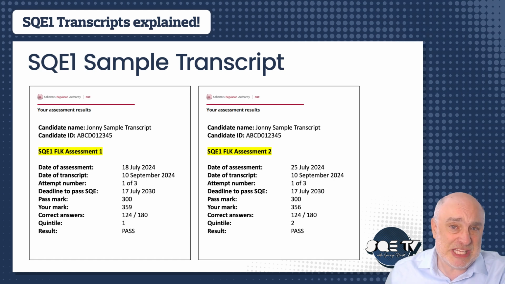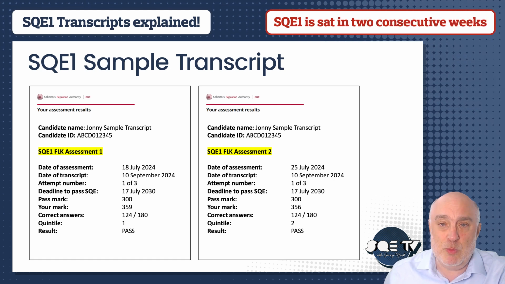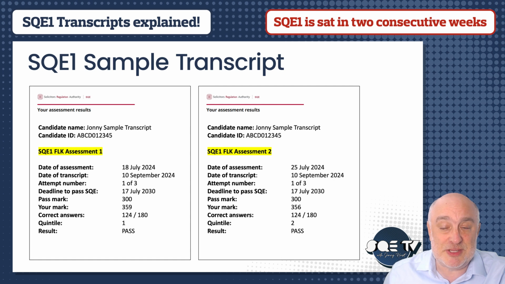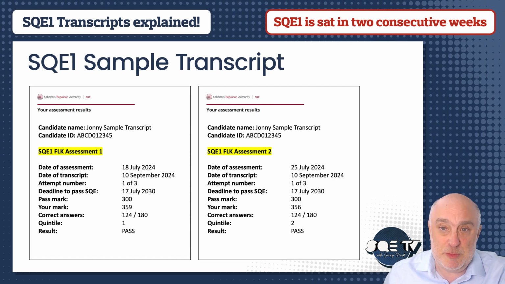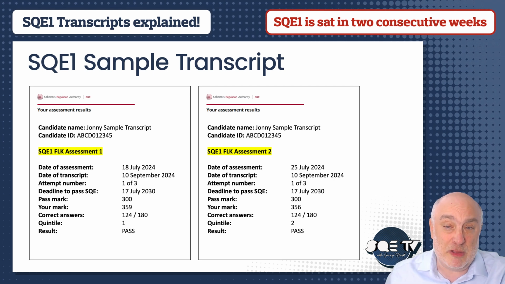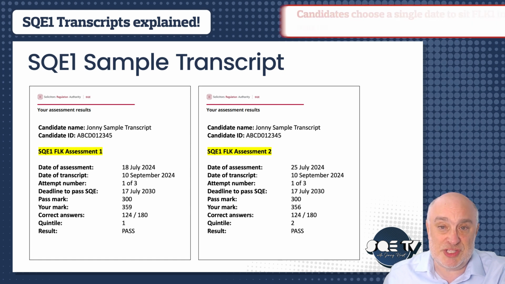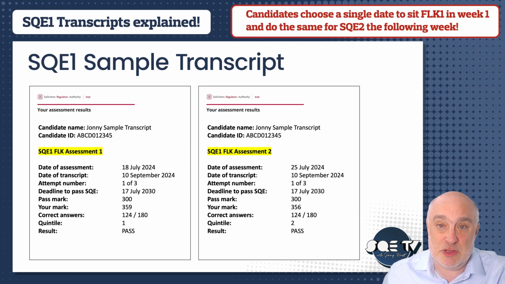And that's because SQE1 is sat in 2 consecutive weeks, the FLK1 paper in week 1 and the FLK2 paper in week 2. But not every candidate sits the same paper. Why? Well, there are too many candidates and too few venues for everybody to sit on the same day. So what happens is there are 5 papers for FLK1 that are sat in week 1 and 5 papers for FLK2 which are sat in week 2. So basically you can choose a sitting on a Monday to Friday in each of the 2 weeks.